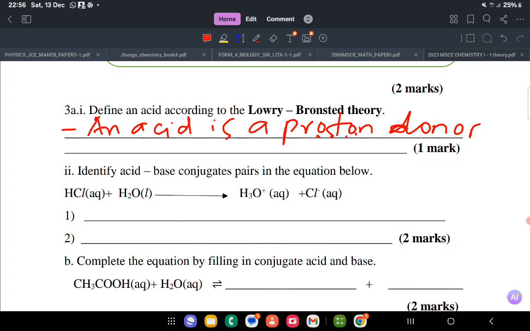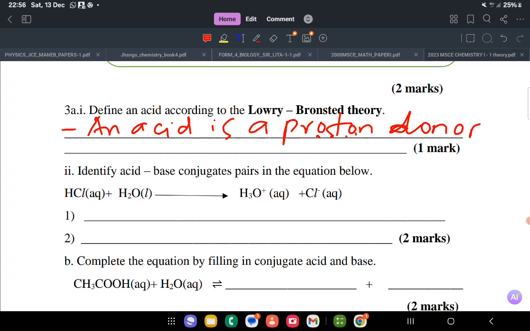Part 2, identify acid-base conjugate pairs in the equation below. Remember that a conjugate base is a substance which is formed when an acid has donated a proton. What remains is called the conjugate base. Okay, and the conjugate acid is the product, or what remains when a base has gained a proton or accepted a proton. I just revised those definitions.